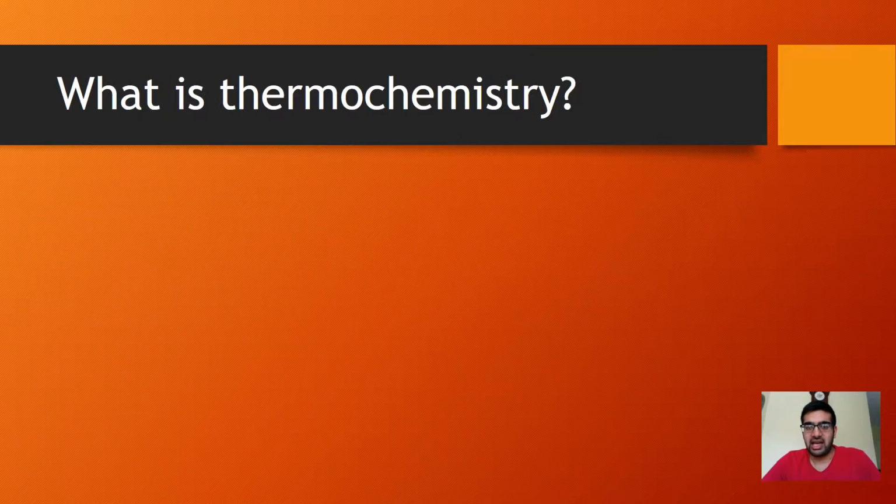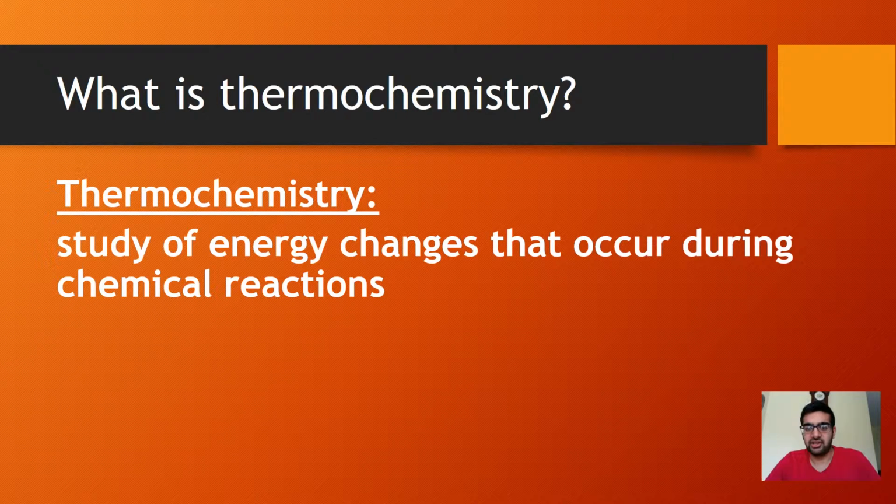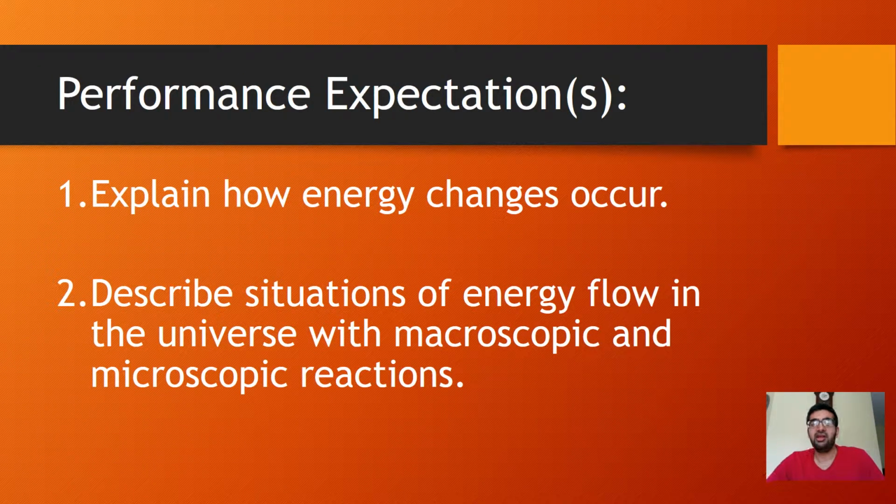But before we get into the actual flow of energy, we need to define thermochemistry. Thermochemistry specifically is the study of energy changes that occur in a chemical reaction. So whenever you think of some sort of explosive reaction or a reaction involving a temperature change, it involves the study of thermochemistry and how energy changes to make that reaction occur. So at the end of this video, we should be able to explain how energy changes occur and then describe situations of energy flow, both at the big picture level and at the chemical compound microscopic level.